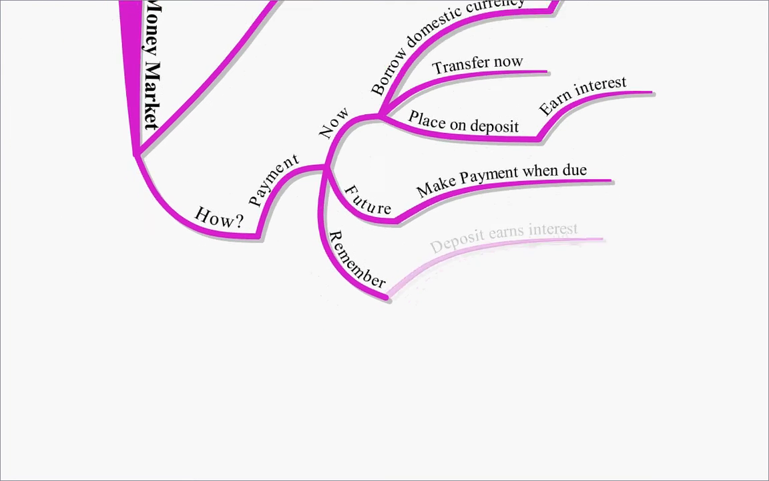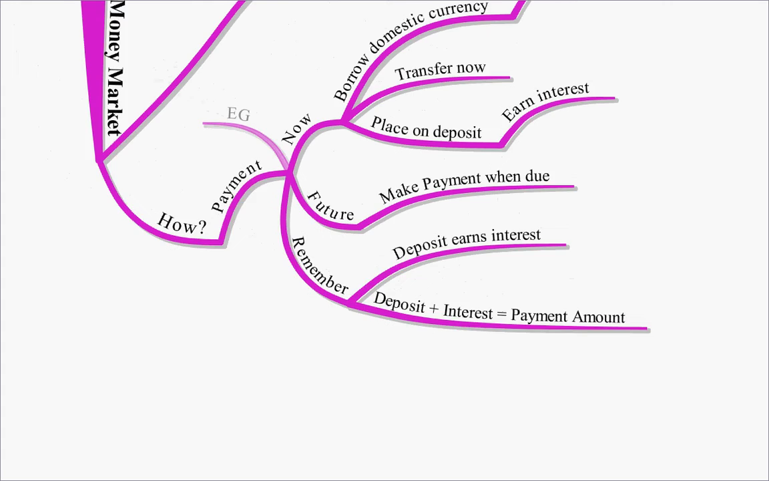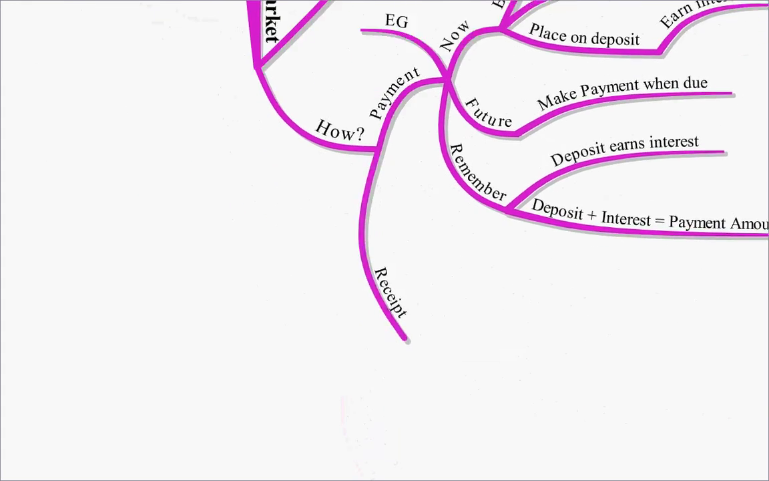So remember that the deposit earns interest in the foreign country, and the deposit plus the interest will be the payment amount. So when you're transferring the money out to the foreign currency, you'll remember that you're going to earn interest on it. So you don't transfer the full amount, you get it to the present value of it plus the interest. So that's the amount that you send out. We did an example of that as well.